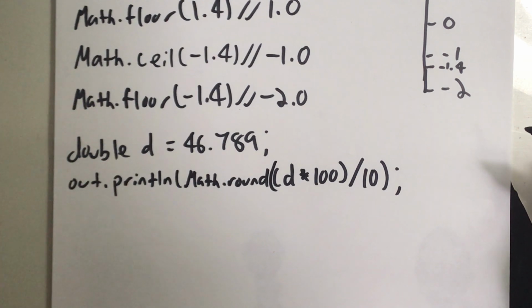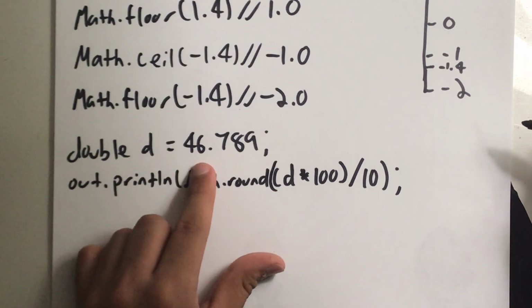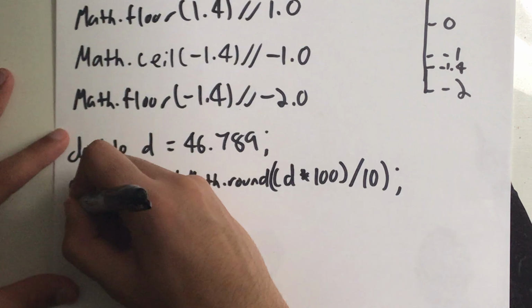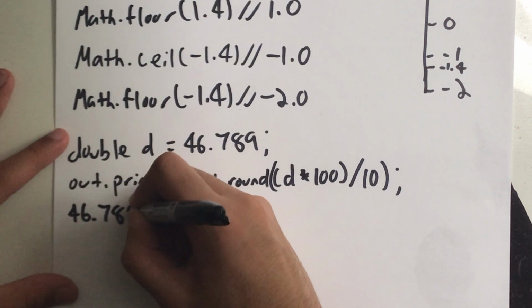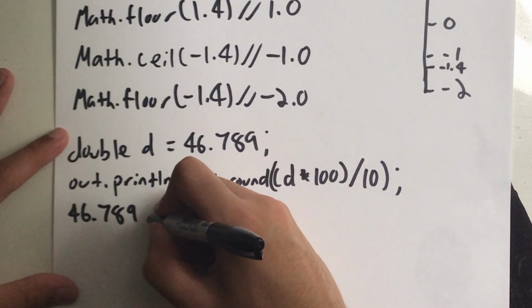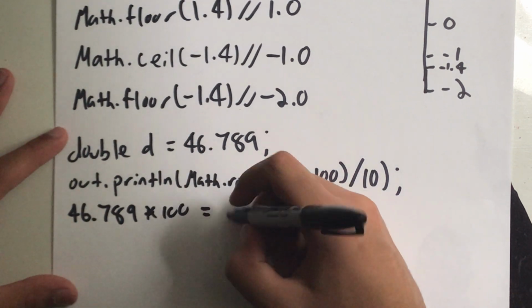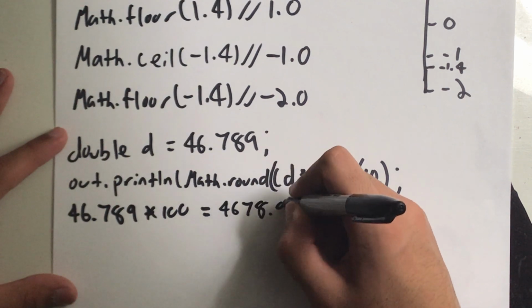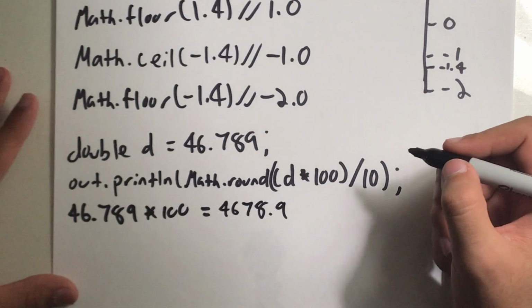So how do you get the answer? Well, first you have to do d times 100. So you're going to do 46.789 times 100. And as you know, when you multiply by 100 or by 10 or whatever, you're going to move the decimal place the number of zeros to the right. So in this case, the number of zeros is 2. So you're going to move the decimal place twice to the right. And you're going to get 4678.9, right?